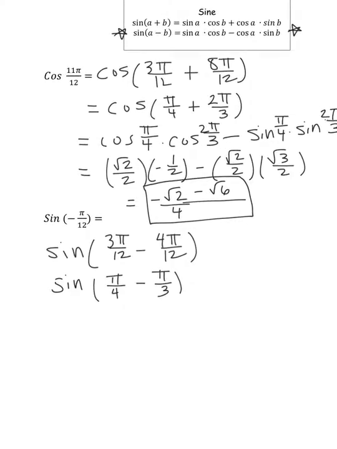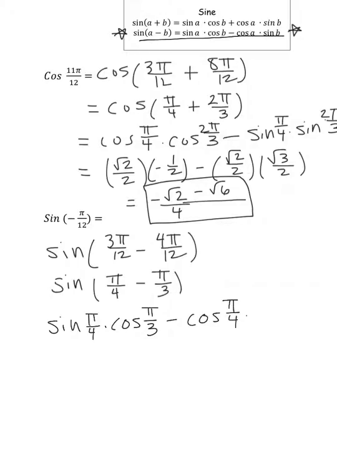Okay, and now I need to use that difference formula for sine. So that is sine of the first one, so sine of pi over 4, times cosine of the second one. Okay, and then that's minus cosine of the first one, so pi over 4, times sine of the second one, which would be pi over 3. And now those are all angles on the unit circle, and so I can plug in my exact values here.